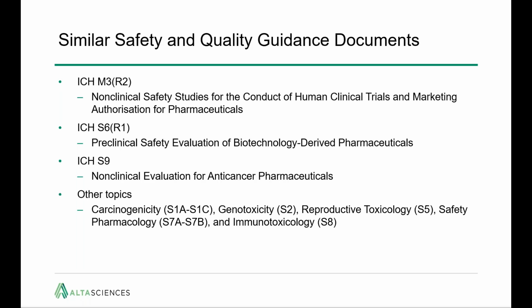ICH provides comprehensive technical requirements for various aspects of pharmaceutical development. These cover preclinical and clinical drug development with specific guidances for various drug types, including small molecule, biologics, and oncology drugs, as well as specific topics related to safety, covering items such as carcinogenicity, genotoxicity, and other safety assessments.